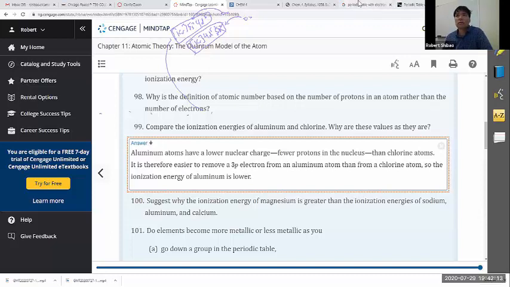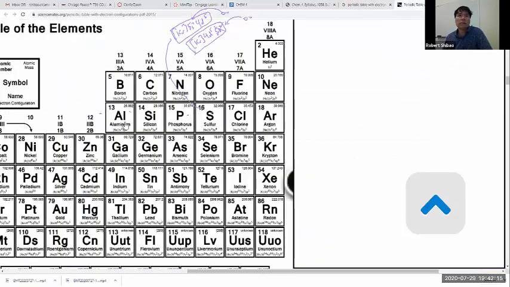If you use this argument for aluminum versus gallium, well, gallium has more protons, so using that argument, gallium should have a higher ionization energy, but that's false. Gallium actually has a lower ionization energy than aluminum, even though it has a lot more than twice as many protons. And so that's why I didn't use that argument, but their argument's correct as long as you qualify certain things.